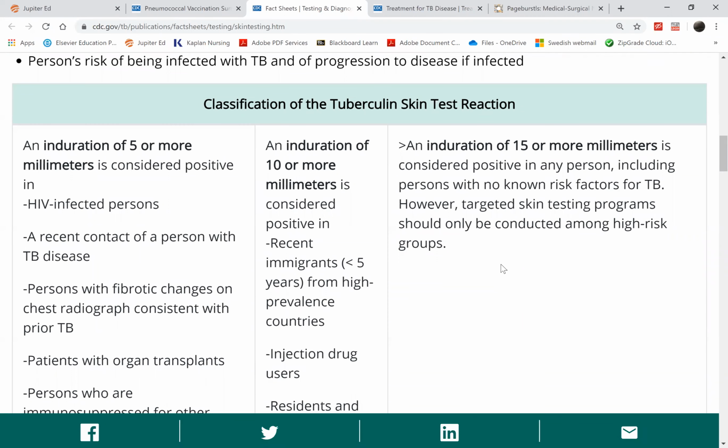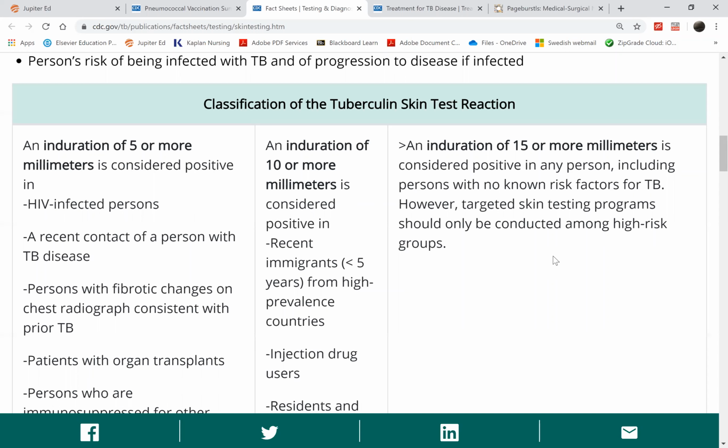So on a test question, you'll be given the patient's profile. The scenario will begin with, who is this patient? What is their history? What do they do for a living? And then I'll give you the PPD result. And then the question will ask either what will you do, or it's asking you to interpret the reading, or it could be a teaching. All right, so that would be the question.